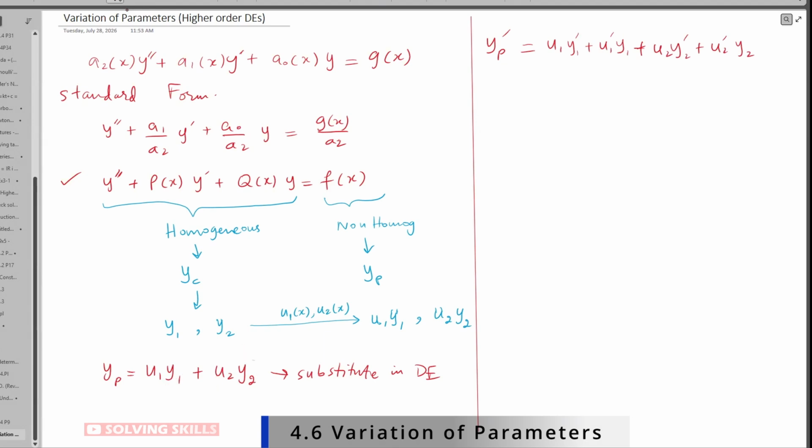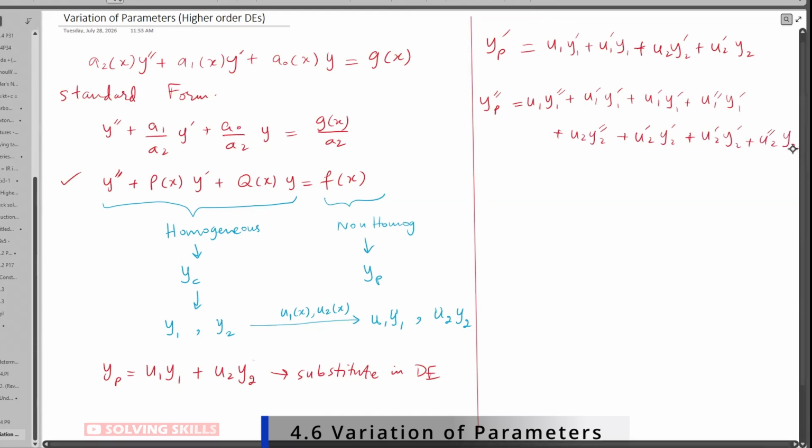So this is just the product rule applied on the first term and then the second term. So now the second derivative of this will have many terms, so we write u1 y1 double prime plus u1 prime y1 prime plus u1 prime y1 prime plus u1 double prime y1 plus u2 y2 double prime plus u2 prime y2 prime plus u2 prime y2 prime plus u2 double prime y2.